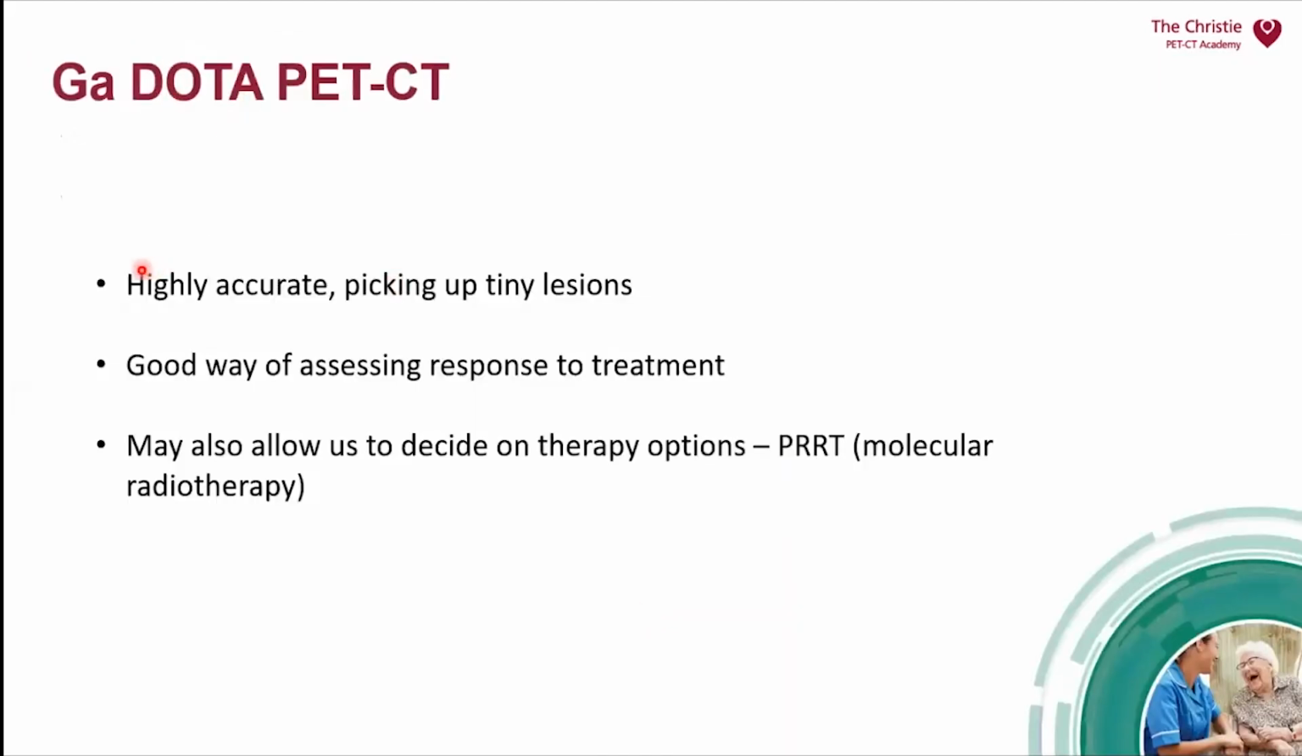Gallium PET CT then is highly accurate, and because these tumors shine so brightly, it can help us pick up absolutely tiny lesions, much smaller than you might detect with just a conventional CT scan. And it's also a very good way of assessing response to treatment, because we can see whether the activity has kind of switched off. Sometimes tumors might not decrease much in size, but they'll have a decrease in uptake, and that's a good sign that they're responding. They might also allow us to decide on therapy options, and that's where PRRT and molecular radiotherapy comes in.